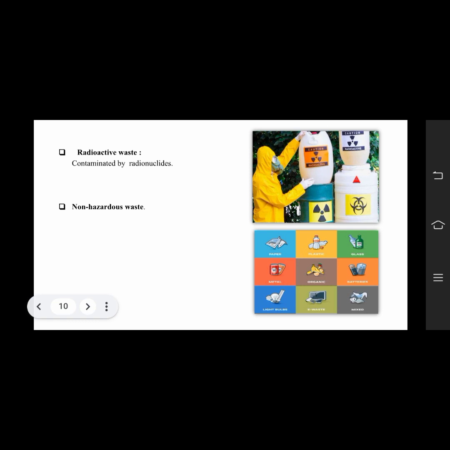Radioactive waste, by the name itself, is contaminated by radionuclides. And then we have the non-hazardous waste, meaning the communal waste, like paper. These are also present in hospitals and centers, because these are used on a daily basis by a person. So when all this waste is generated from those healthcare and diagnostic centers, it comes under biomedical waste, but it is non-hazardous waste.